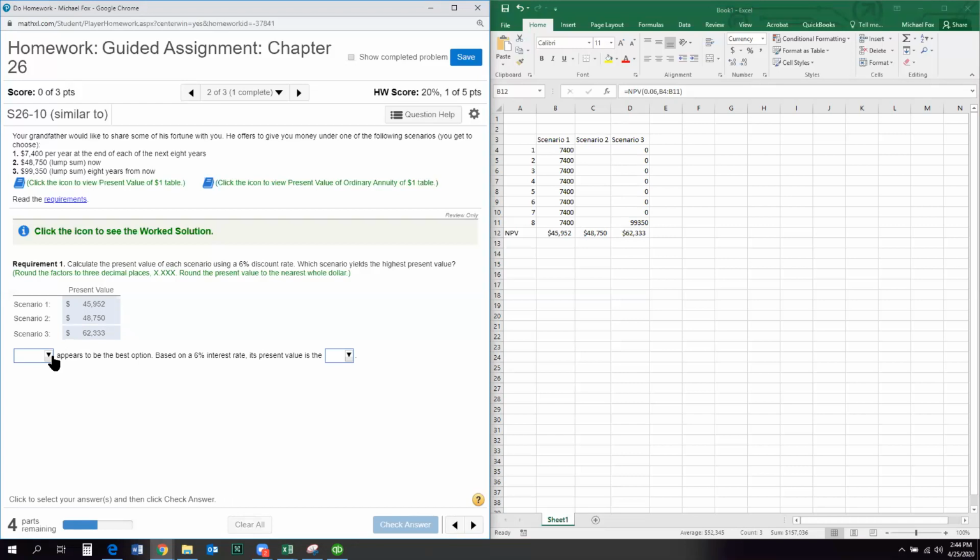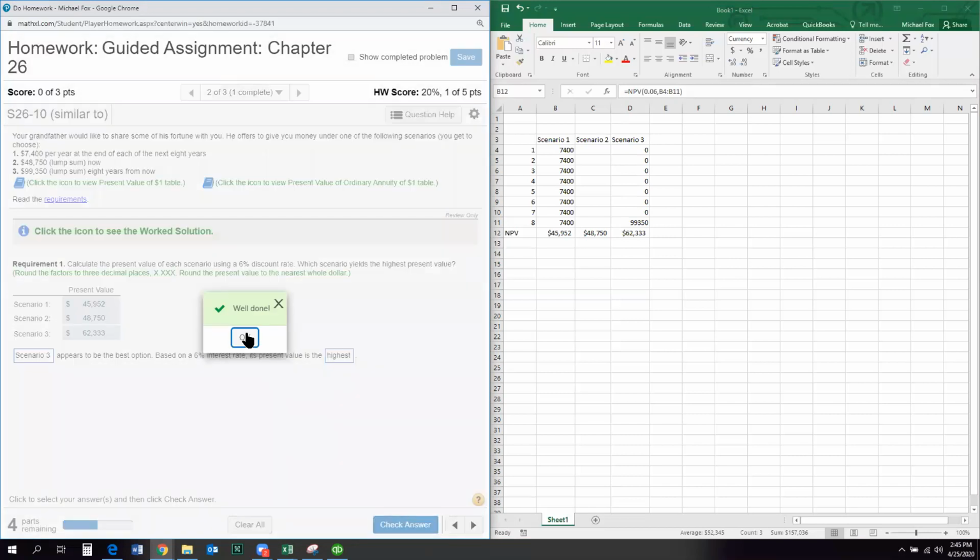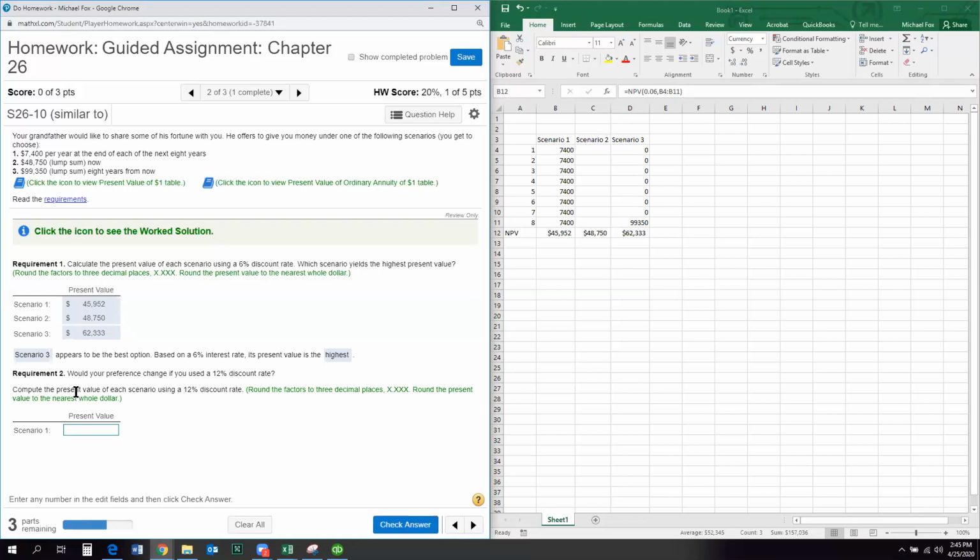All right, so it appears that in this case, scenario 3 is the best option because its present value is the highest based on a 6% interest rate. Now it wants us to do the same thing, but using a 12% discount rate. So all I really have to do is come into the formula here and change this from 6% to 12%. Again, $48,750 is going to be exactly $48,750 in present dollars.